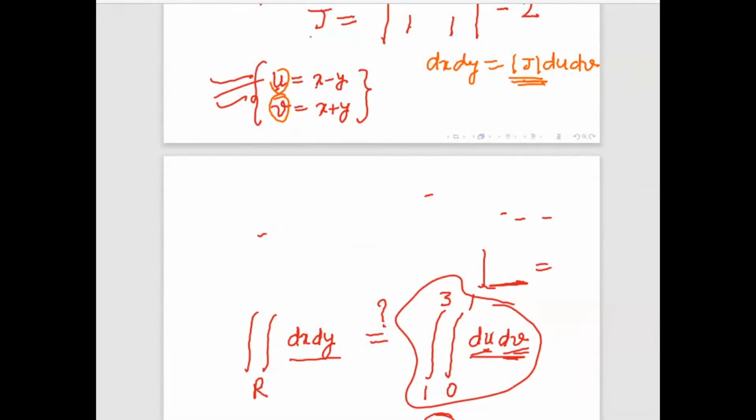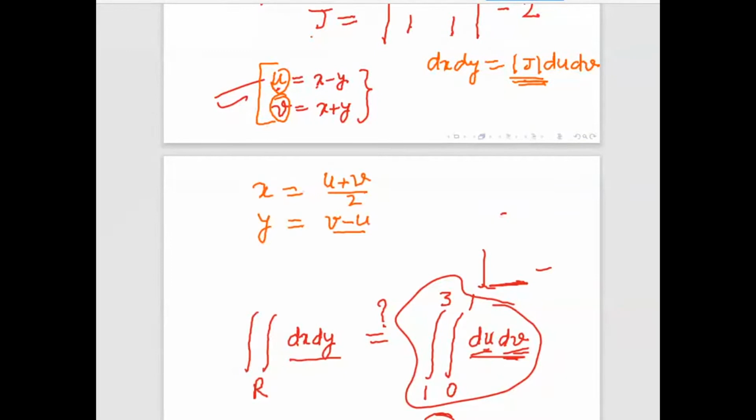Sir, can you repeat what you told now? Yeah, I'm doing it. So from this, this is u. Can you find x and y from this u and v? What is the value of x in terms of u and v, and what is the value of y in terms of u and v? x equal to (u plus v) by 2. The y value is (v minus u) by 2. Then what is the Jacobian?